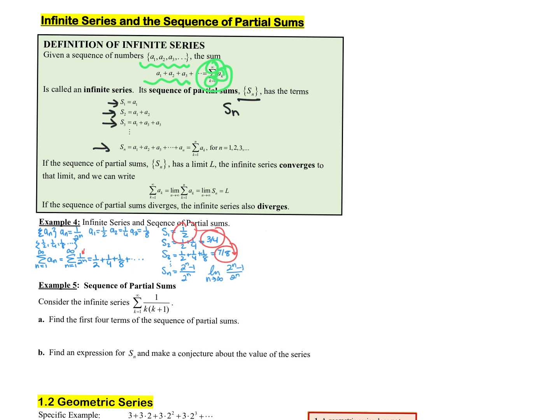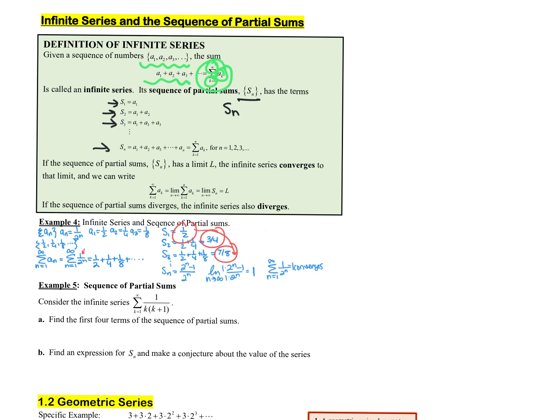And since, as n goes to infinity, 2 to the n and 2 to the n are both exponentials growing at about the same rate, we would look at the leading coefficients, which are just invisible ones here. So this will just be 1 over 1, or just 1. And since that limit is equal to 1, we say this series from n equals 1 to infinity of 1 over 2 to the n converges. And the sum is 1.